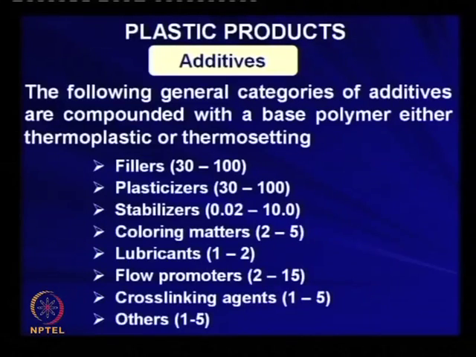So, here you see this stabilizer is used in very small quantity, from here it is shown 0.02 to 10 parts. Sometimes 1 part is sufficient, sometimes 2 parts, sometimes less than 1 part is sufficient. Lubricants 1 to 2 parts, flow promoters 2 to 15 parts, cross linking agents 1 to 5 parts, and other miscellaneous ingredients maybe 1 to 5 parts. Okay. So, this is known as a formulation, a product formulation recipe.